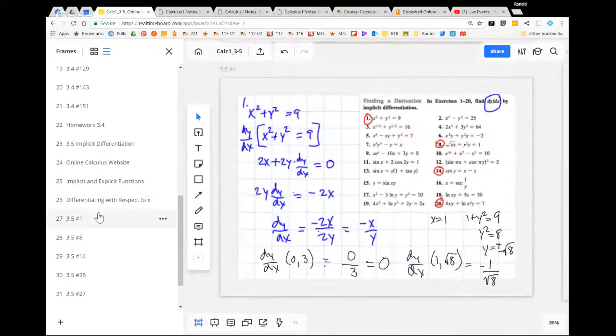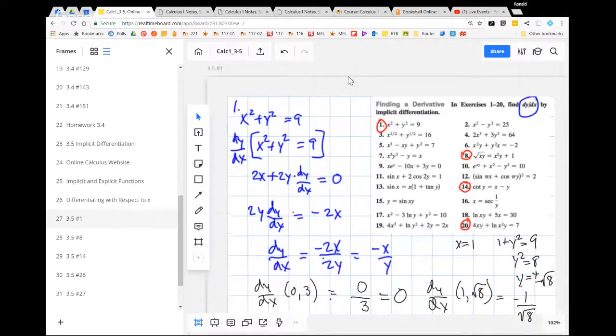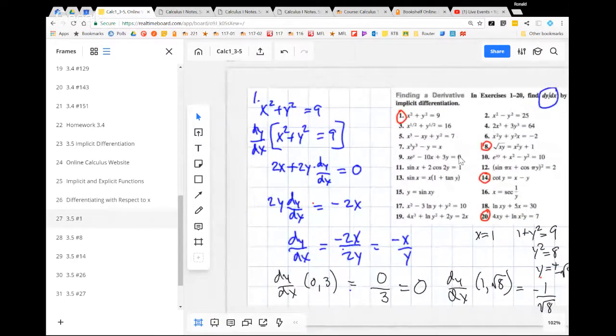So let's take a look at a problem. So here's number 1 from the problem set from the assignment. You can see the problems up here in the top right corner. And the directions are find dy/dx by implicit differentiation. Number 1 is x squared plus y squared equals 9.